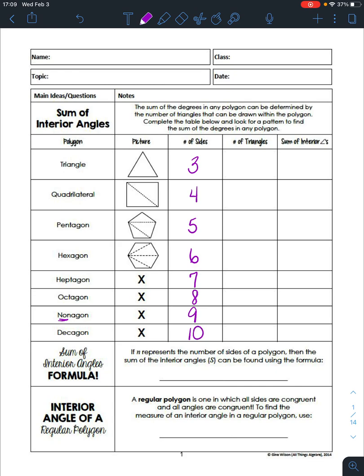An 11-sided figure is an undecagon or a hendecagon, and a 12-sided figure is called a dodecagon. Anything more than that is just called an n-gon. 15 sides is called a 15-gon.